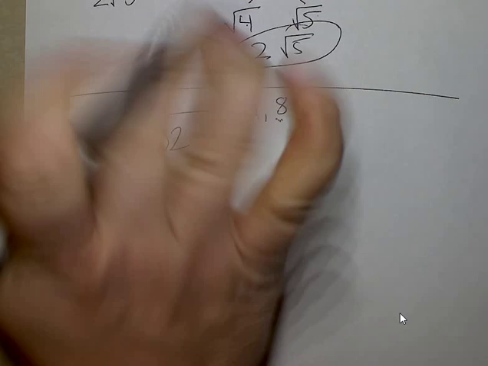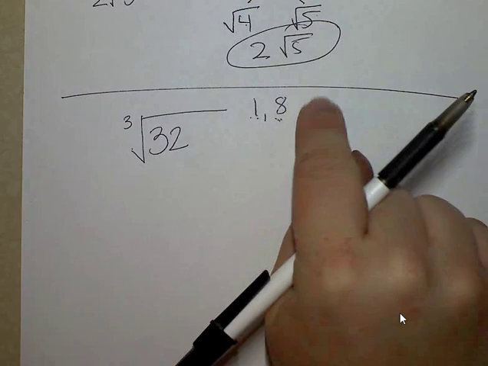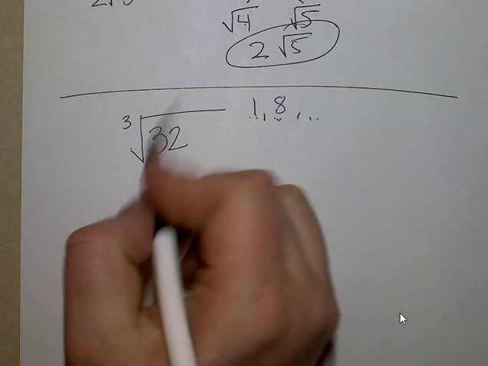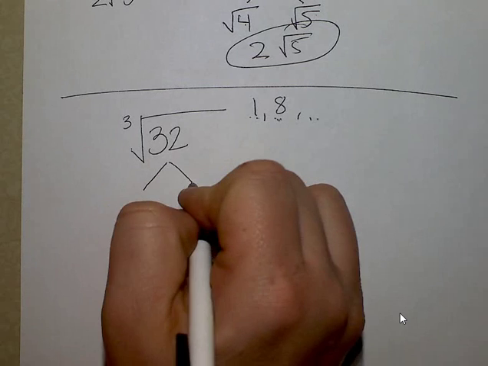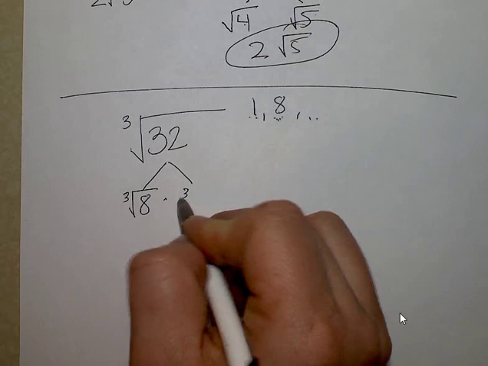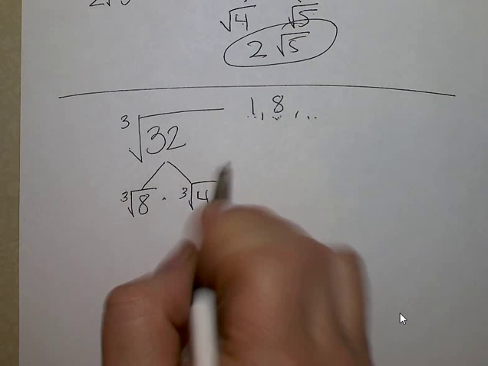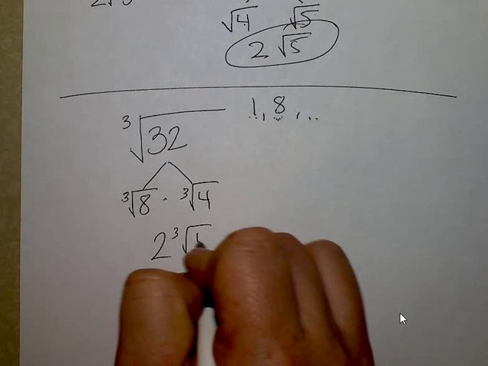Remember, we want to stop. We want to do the least amount of work. 1 never will simplify anything. Does 8 divide nicely into 32? How many times? 4. So your perfect cube stays in front. You answered with 4. What is the cube root of 8? Problem done.